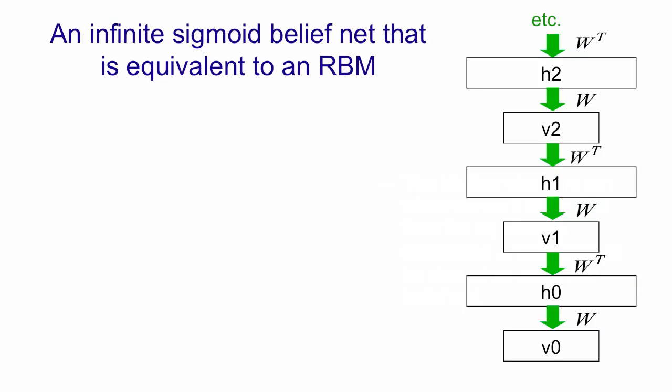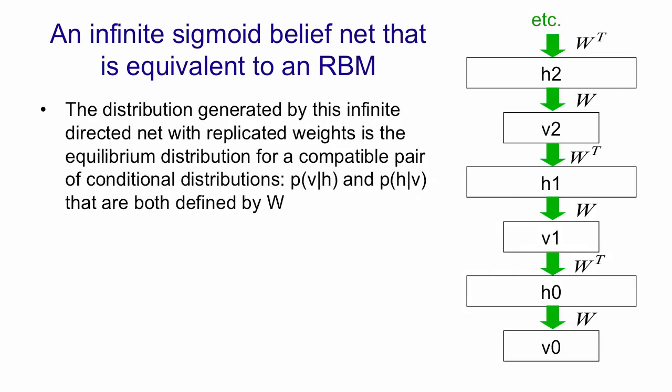So here's the picture. We have a very deep sigmoid belief net, in fact infinitely deep. We use the same weights at every layer. We have to have all the V layers being the same size as each other and all the H layers being the same size as each other, but V and H can be different sizes. The distribution generated by this very deep network with replicated weights is exactly the equilibrium distribution that you get by alternating between doing P(V|H) and P(H|V), where both are defined by the same weight matrix W.